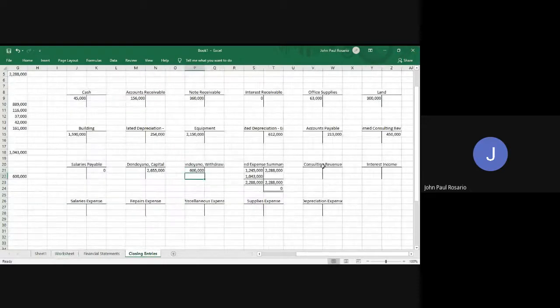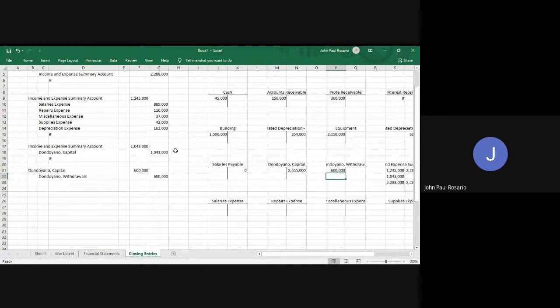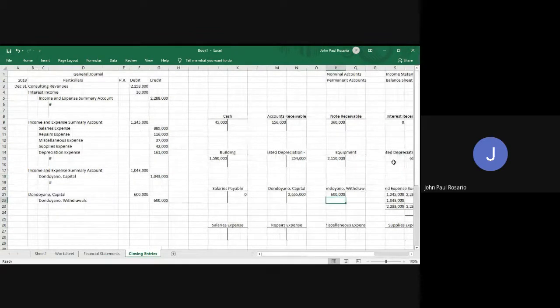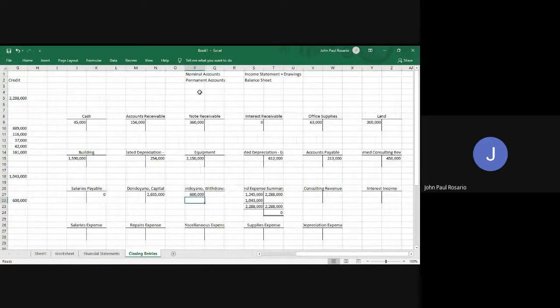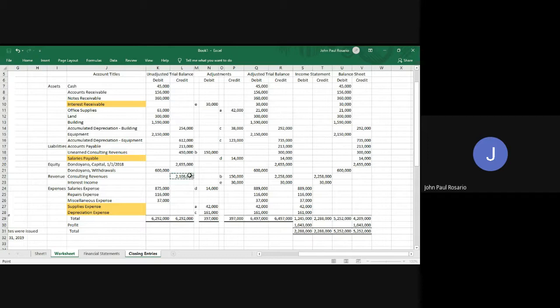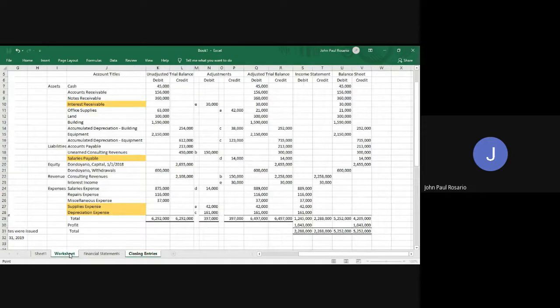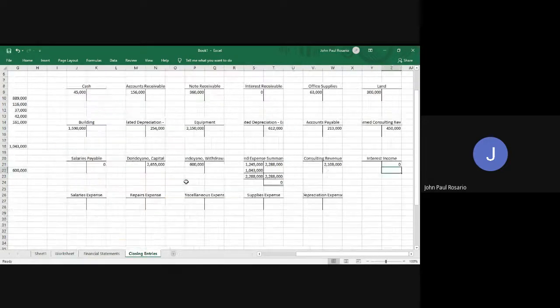Okay. But this one, guys, this is just to show you how we arrived at our amounts for the post-closing trial balance. The only thing that you need to do here is preparing the closing entries. You don't need to prepare the T accounts already at this point. You have to prepare your T accounts in the topic from chapter 4, from journal entries to posting. Okay? So that it won't be difficult for you. I'm just showing you the flow of the transactions, from adjusting to closing entries.